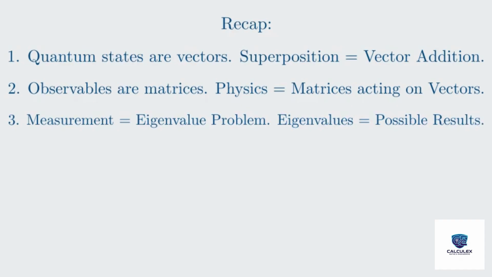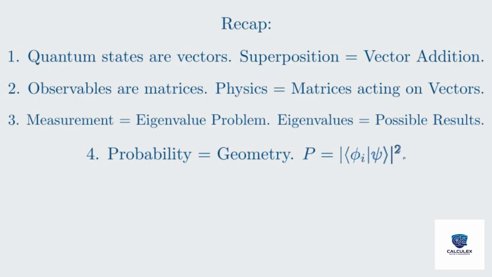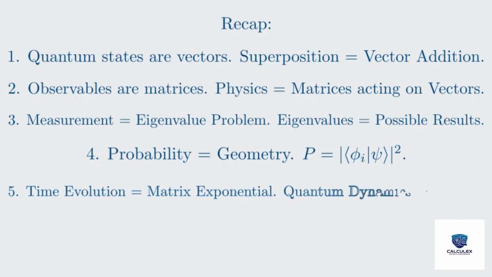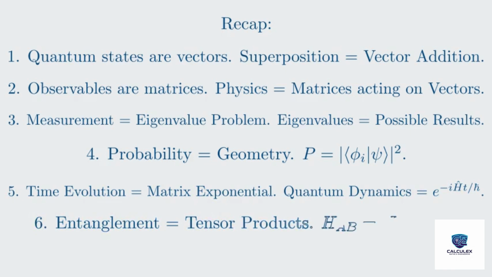Fourth, quantum probability comes from the geometry of state vectors, specifically the length of their projections onto the eigenstates. Probability is geometry. It comes from the squared projection of the state vector onto the eigenstate. Fifth, time evolution is described by a linear differential equation solved using matrix exponentials. Engineers do this every day. Time evolution is linear systems theory. Quantum dynamics is just matrix exponentials. And finally, entanglement, which seems so mysterious, is a direct consequence of using tensor products to build the vector space for multi-particle systems. Quantum mechanics doesn't need interpretation first. It needs linear algebra.